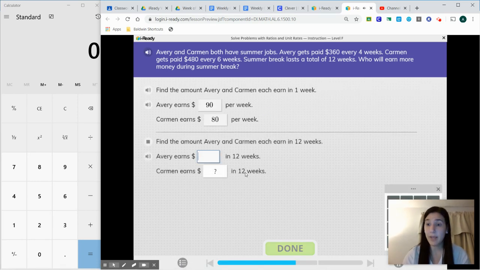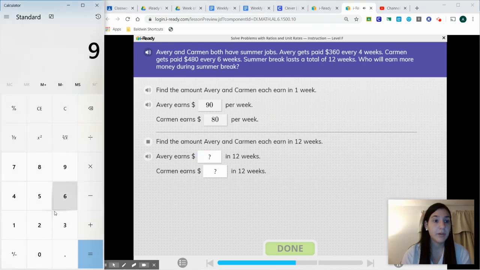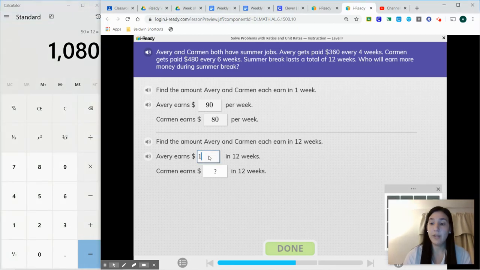Now we want to multiply both by 12. Find the amount each earns in 12 weeks. So 90 times 12, you can still do mental math for this. You don't have to use a calculator. It's going to give us $1,080. And then 80 times 12 will give us $960.